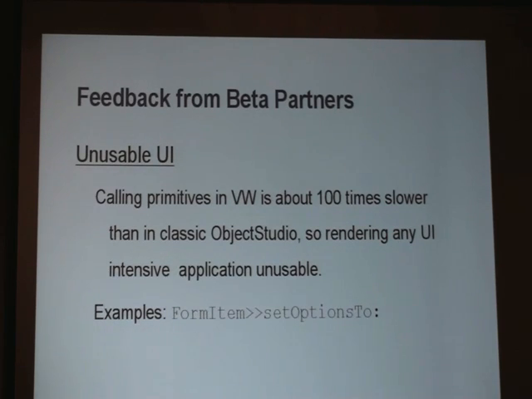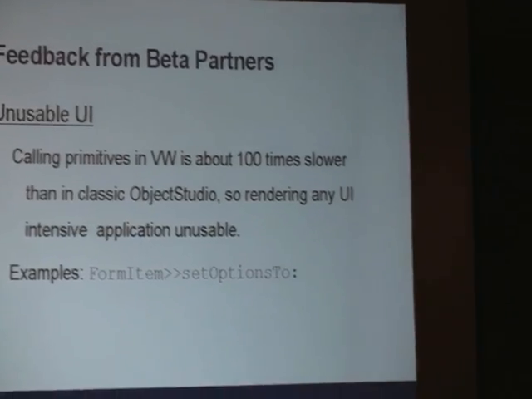So we found out that in ObjectStudio we use a whole lot of primitives, and exactly these primitives gave us the headache. The VisionWorks engine is very highly optimized towards executing Smalltalk. But if you go outside of Smalltalk, there are so many background checks, sanity checks, and things you have to set up for garbage collection and back and forth, that it is about 100 times slower to call a single primitive from VisionWorks than it is from the ObjectStudio side. So we said, okay, we have a big problem.